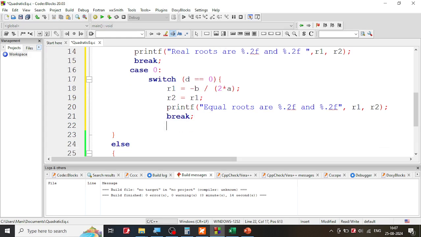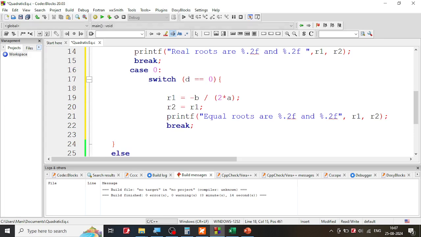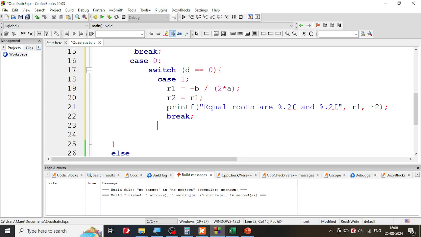Break. What is the next case you have? So where is the case? Sorry, this is a case. So this case is 1. If it is equal to 0, that means it is true, and you're going to do this one. Otherwise, you're going to write case 0. Case 0 is this one.